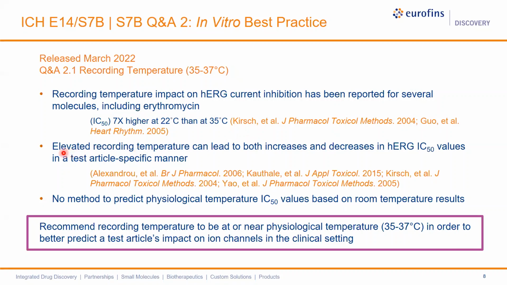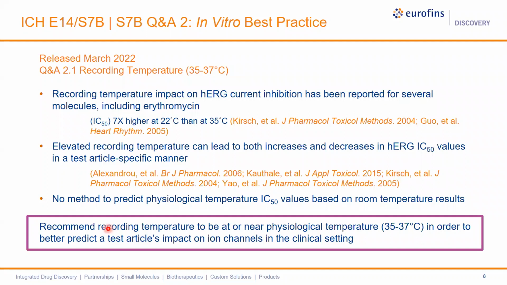And the second point is that elevated recording temperature can lead to both increases and decreases in hERG IC50 values in a test article specific manner. There are also a couple of publications that came out of it, and these are listed here, 1, 2, 3, and 4. But there is no direct method to predict physiological temperature IC50 values based on room temperature results. There is no in silico modeling to predict it.